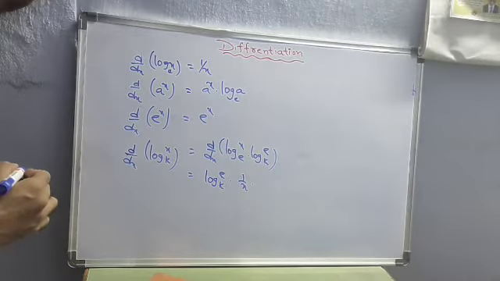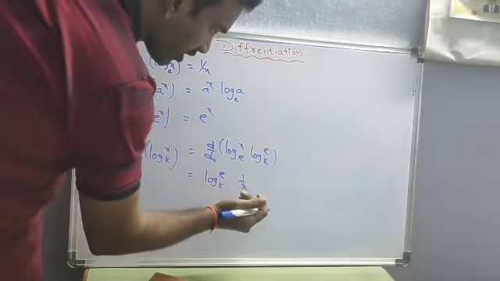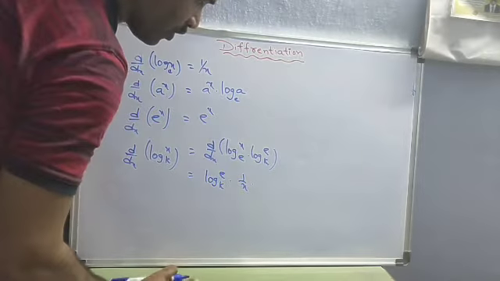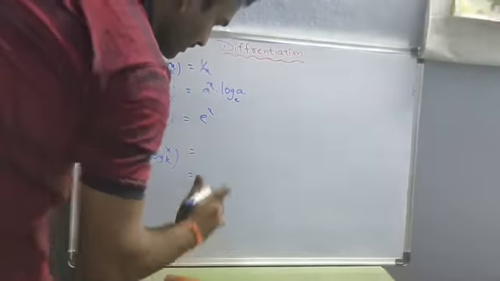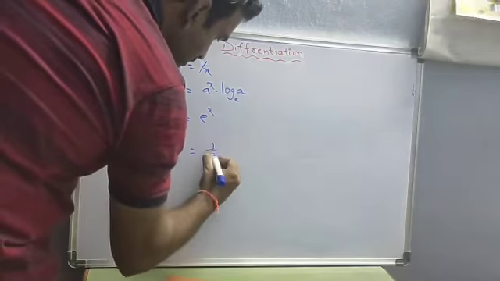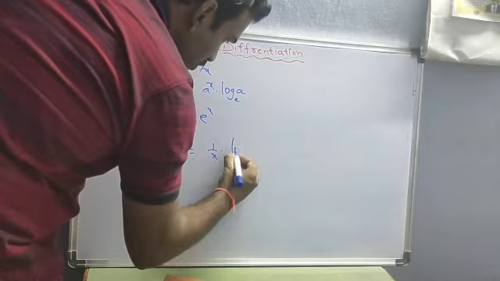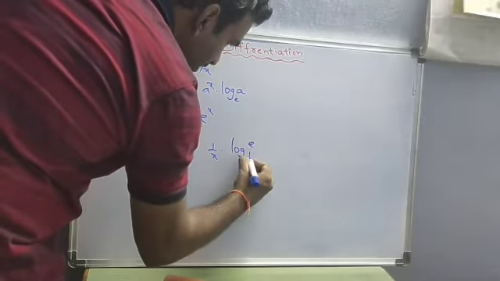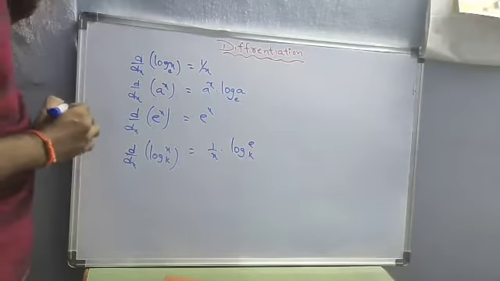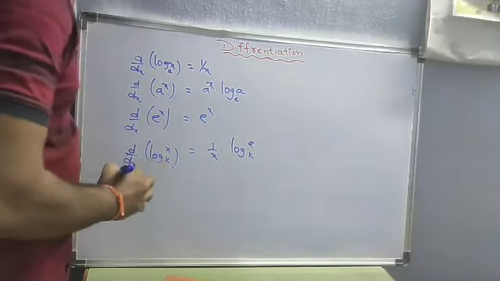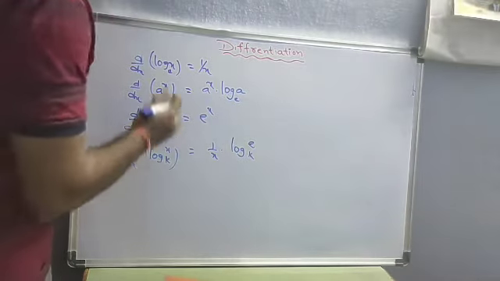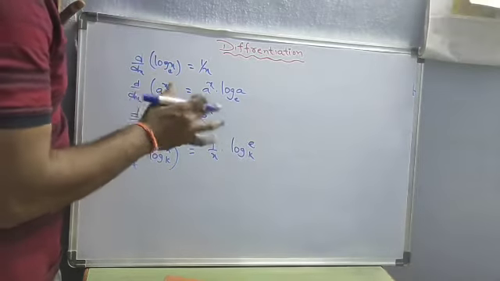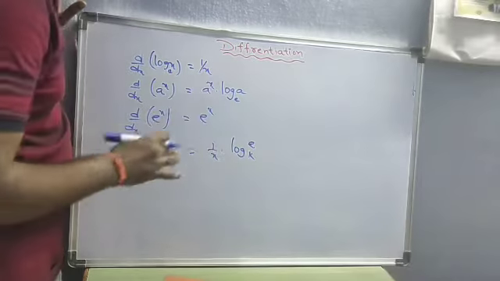Okay, so here what is our formula? 1 by x into log e base k. We can write like that. So what is our answer? 1 by x into log e base k. Understand? So we can take the formula like this also, log e base k. So all these we can consider in algebraic formulas like this.